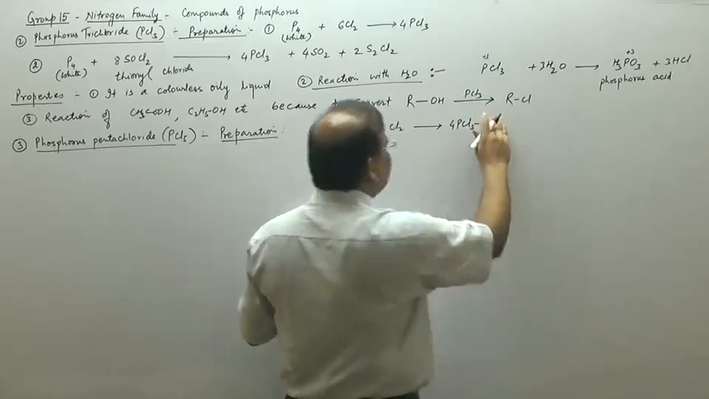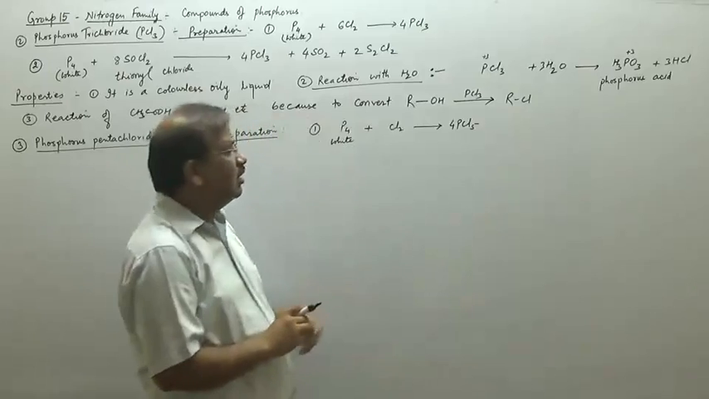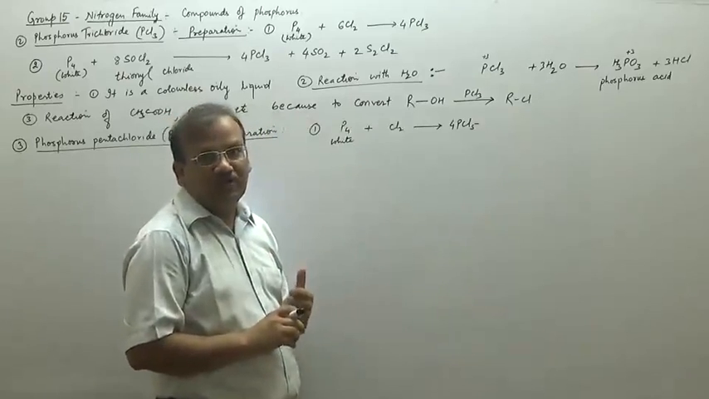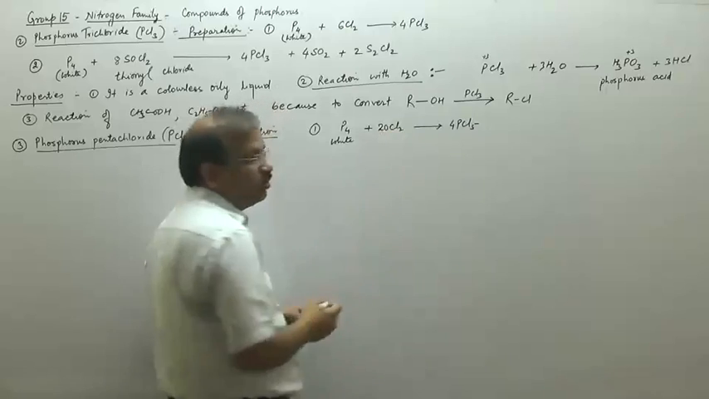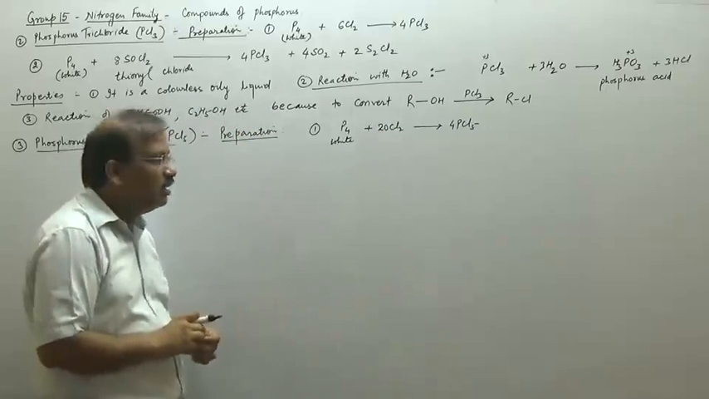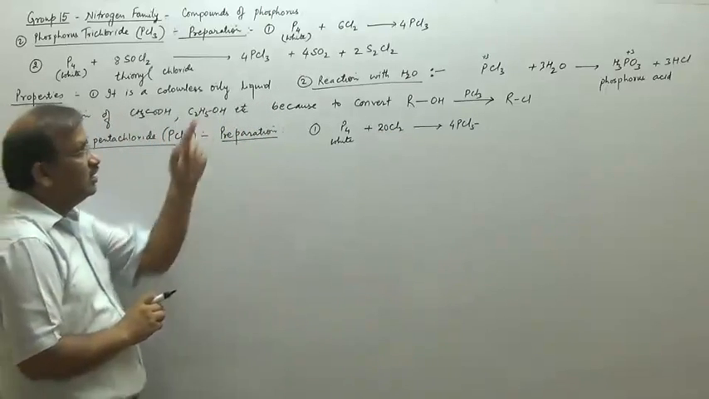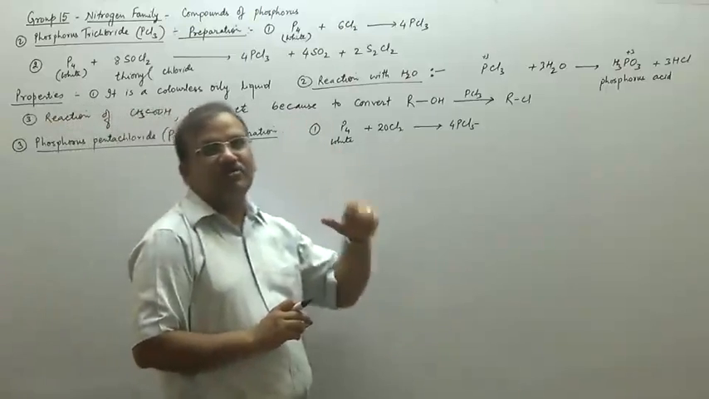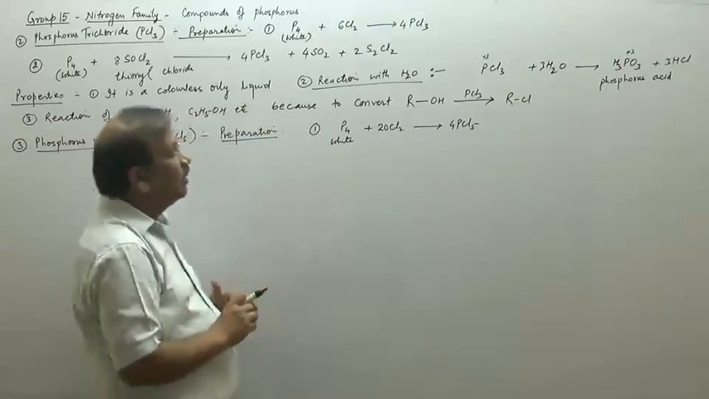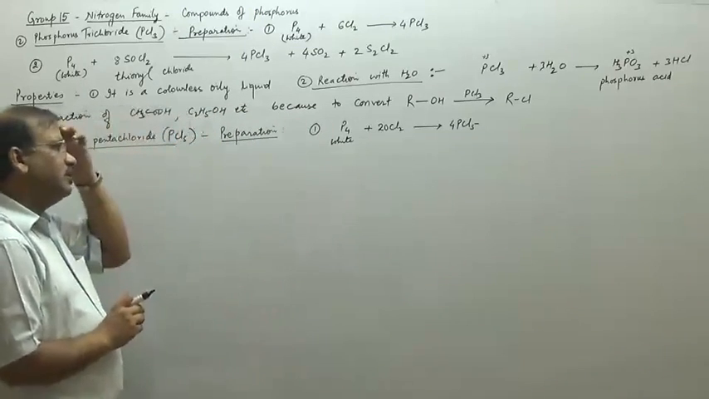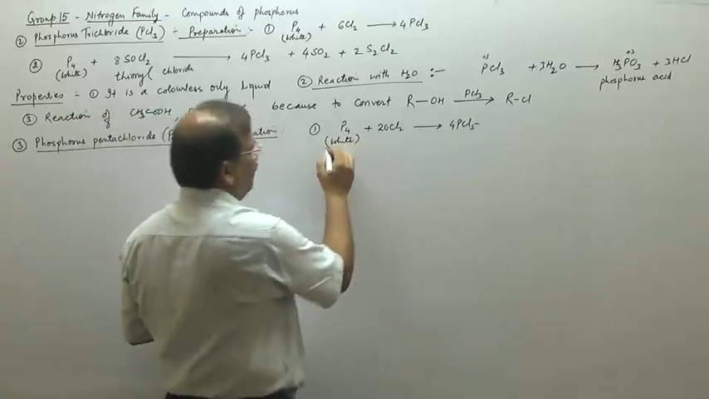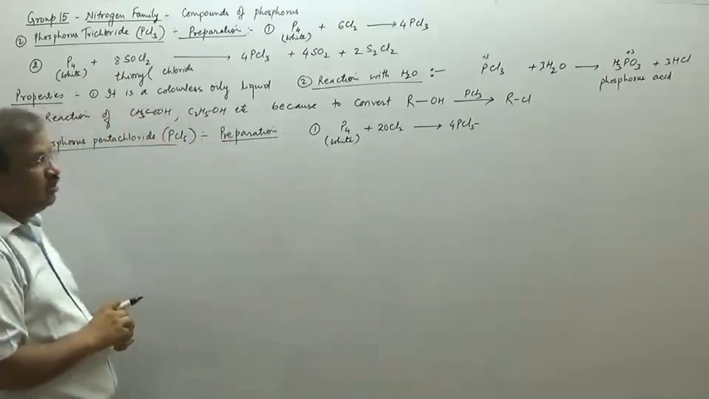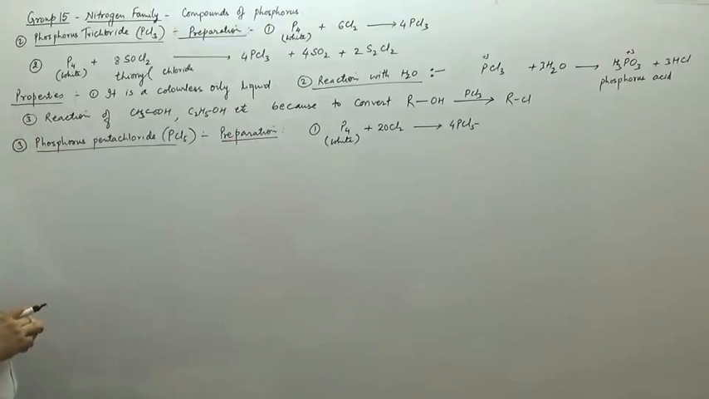You have to check the quantity of Cl2 required. In this case, I require a huge amount of Cl2, 20 moles of Cl2. In the other case, a limited quantity of Cl2 is required. So we get PCl5, phosphorus pentachloride, from the white phosphorus, which is reactive, and it will react like this.